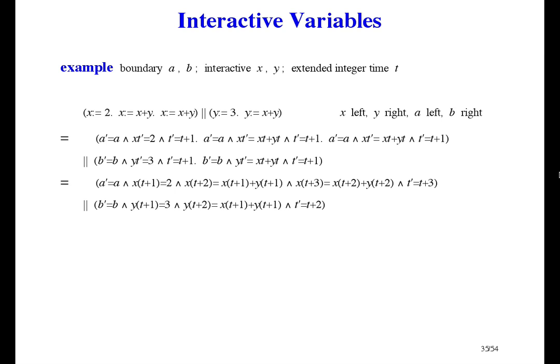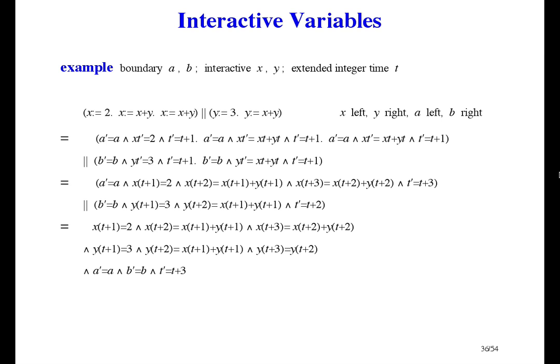Now for the independent composition. It's just conjunction, except that the time is the maximum of the times for the two processes, and for the shorter process, which is the bottom one, we have to say that its interactive variable y stays unchanged for the time while the slower process is finishing. So that's y at t + 3 equals y at t + 2.